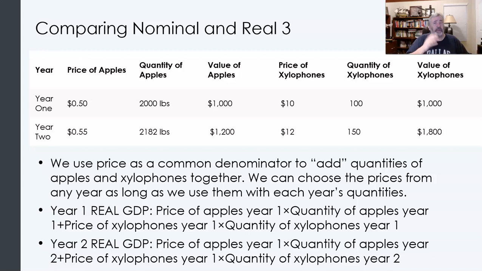So listen to me instead of how the book describes it. You choose prices from any year, as long as you use them for each year's quantity. So if there was a year 3, year 4, year 5, year 6, any year can be the base year. But for every real GDP you're calculating in all these other years, you have to use the same prices for those goods.